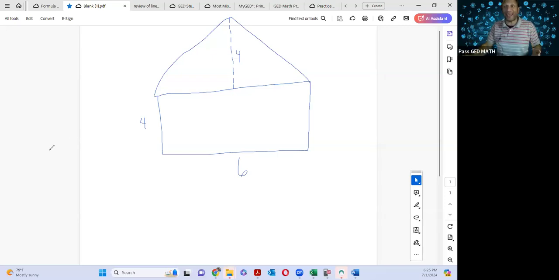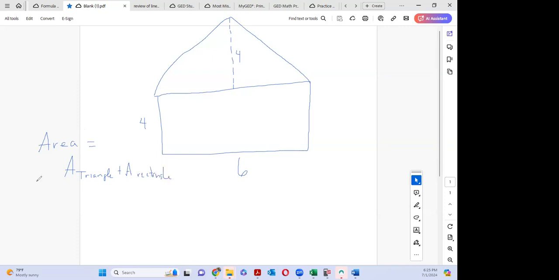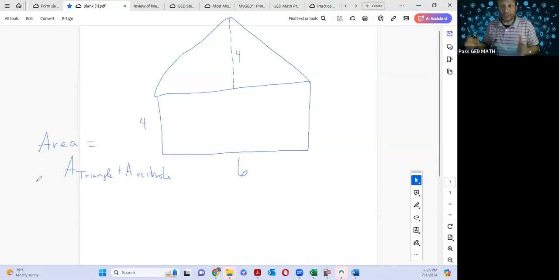So if I wanted to find the area of this composite shape, that means I need to find the area of the triangle plus the area of the rectangle. Does everybody understand that? Yes. Okay. So we go to our formula sheet. The formula sheet gives us everything we need to know. The area of a triangle is 1/2 base times height. The area of a rectangle is length times width.